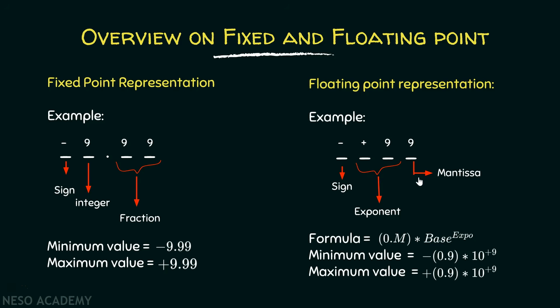The first place of the exponent is fixed for sign and the next place for the integer. M represents the mantissa part. Here in our example this is 9. If you want to represent the minimum value, then this is minus 0.9 into 10 to the power plus 9. Here 9 is our mantissa, plus 9 represents the exponent, and this negative sign is this sign over here. And the maximum value would be plus 0.9 into 10 to the power of plus 9.